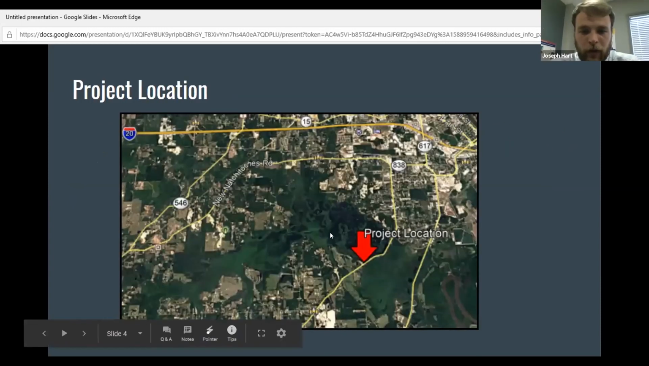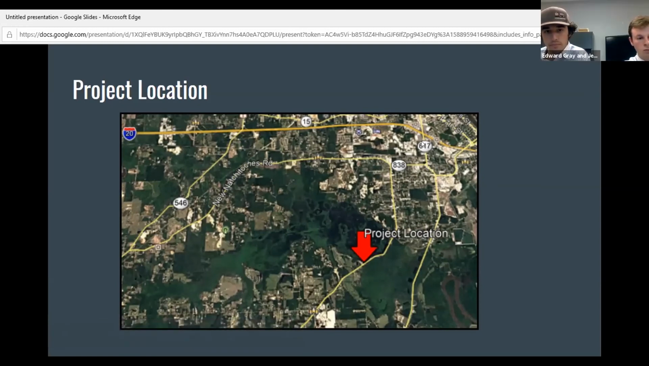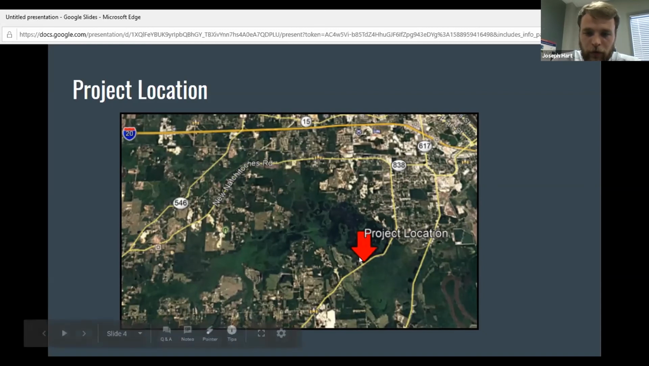So here's an image of our project location. Up to the top right is the West Monroe area. So here's Shinny Lake right here where my cursor is. And at the end of this red arrow here is where the bridge location is. This is LA 3033 running through here. I-20 running up here. So that just gives you a little information on where this project is located.